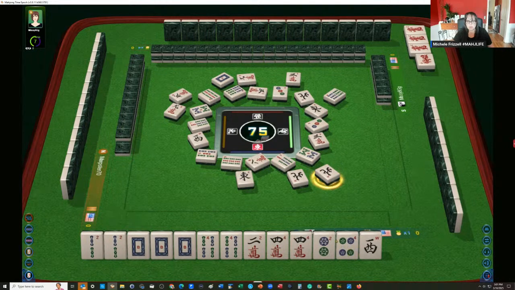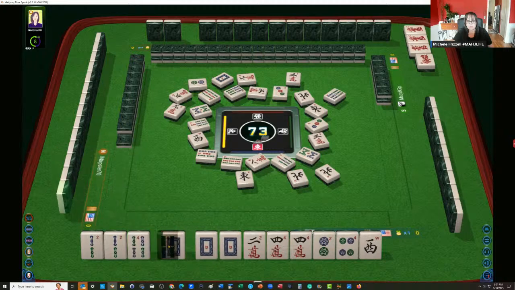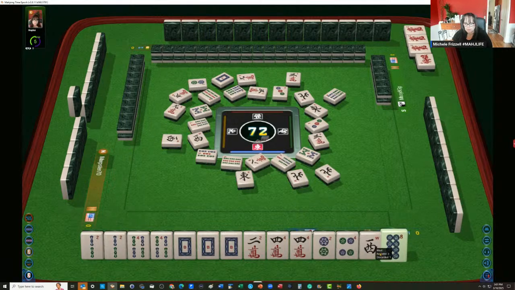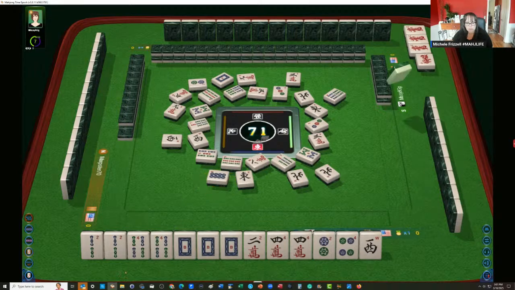North wind. 2 dots. The first hand, West wind, I'm guessing. Oh my goodness. 8 dots. Yeah, waiting on winds is just way too risky.